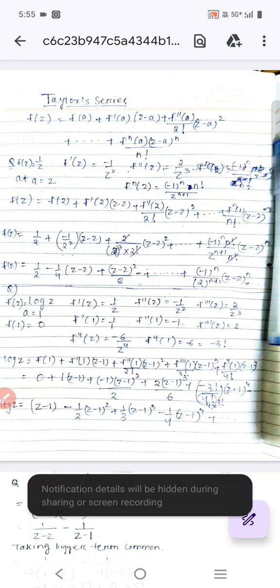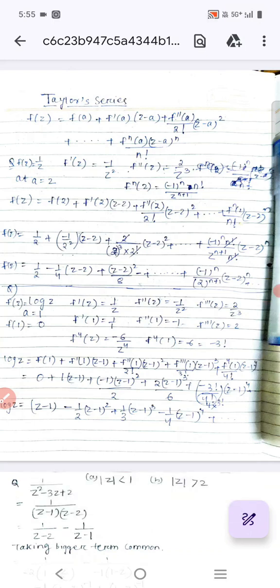Here is the Taylor series formula, that is f of z equal to f of a plus f dash a into z minus a plus f double dash a, double dash means double derivative, f of a by 2 factorial into z minus a whole square plus dot dot dot. Likewise it will continue up to f derivative to the power n by n factorial into z minus a to the power n. First question I have taken that f of z equal to 1 by z.